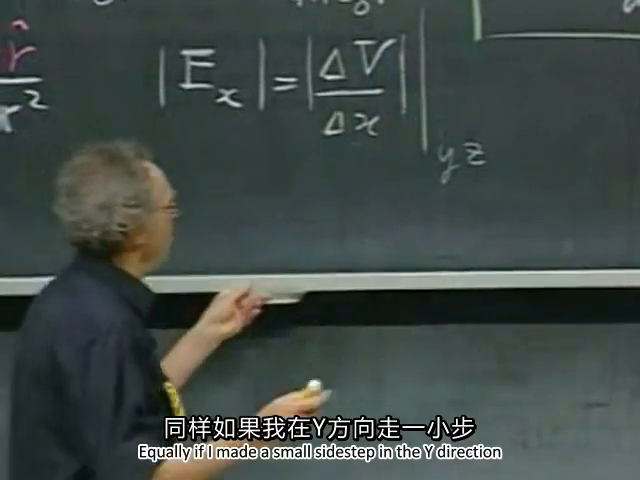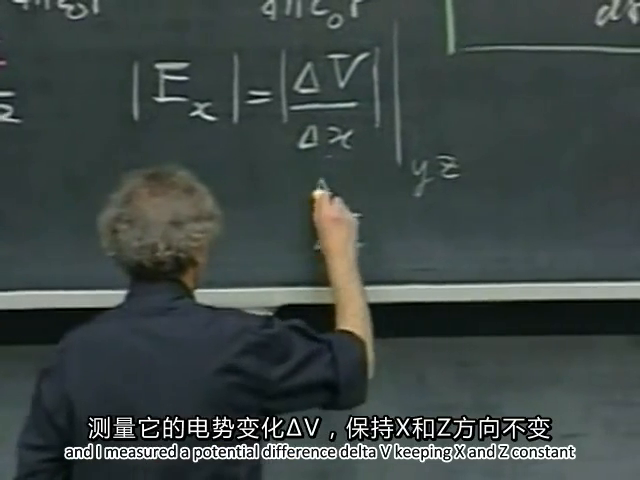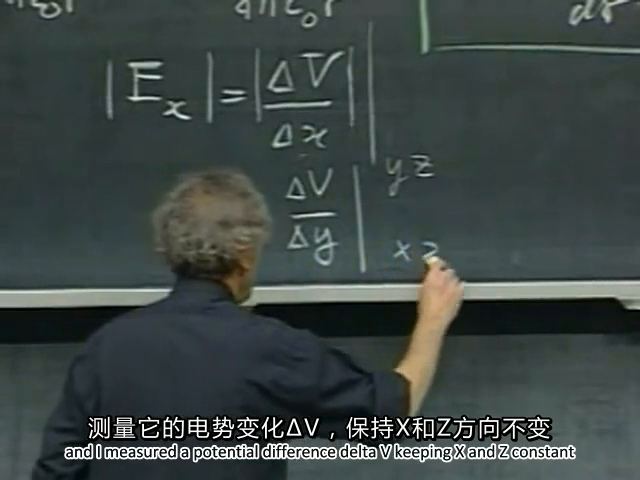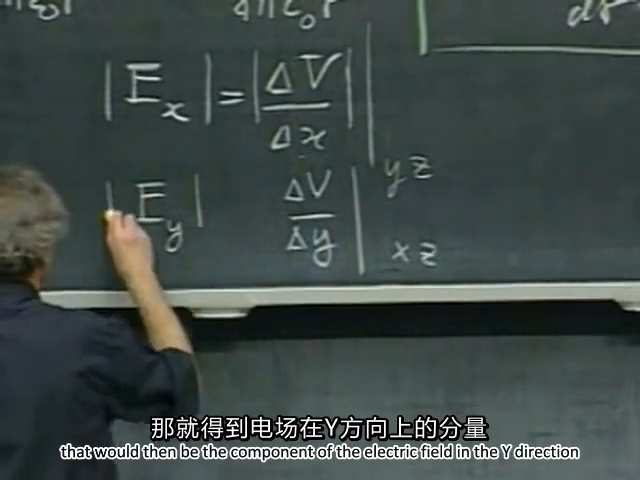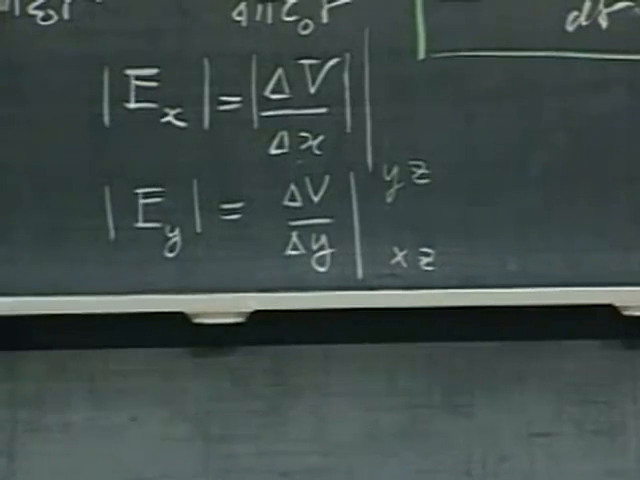Equally, if I made a small side step in the y direction, and I measured a potential difference delta V, keeping x and z constant, that would then be the component of the electric field in the y direction.